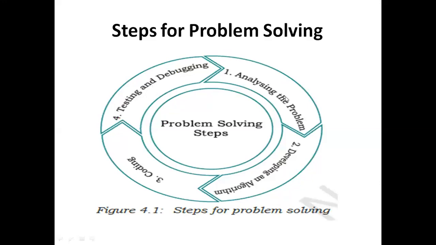And what are the steps involved in problem solving? The first step is analyzing the problem. The second step is developing an algorithm, which we call the algorithm. And the third step is converting this algorithm into programming language code, which we call coding. And whether it is working properly or not, whether for the given input it is giving the right kind of output or not, and whether it has any problems inside the code, such things we call testing and debugging.